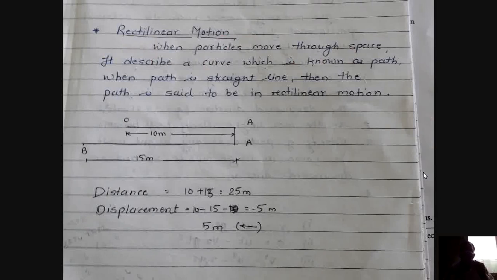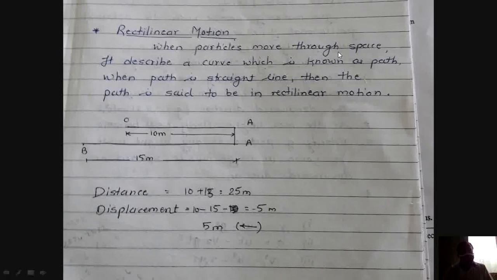Now rectilinear motion. When a particle moves through space, it describes a curve which is known as a path. When the path is a straight line, the motion is said to be rectilinear motion. A particle is nothing but a point mass. It is a thing having negligible mass. Already you have two terms, that is distance and displacement.